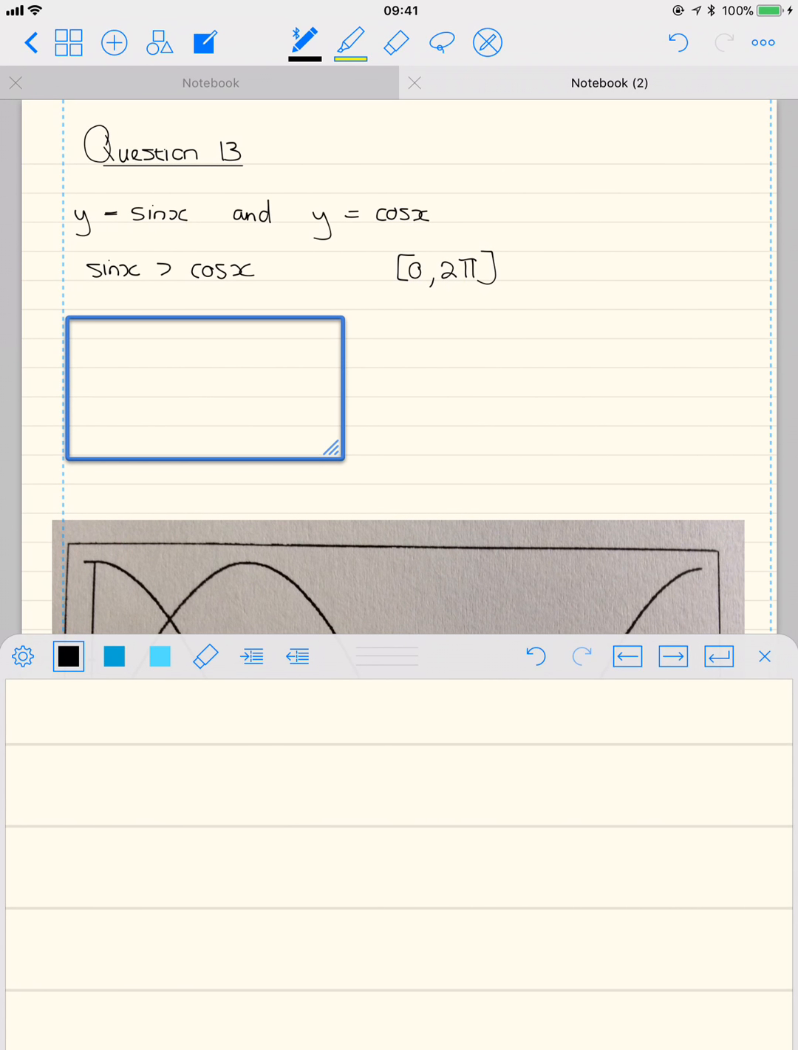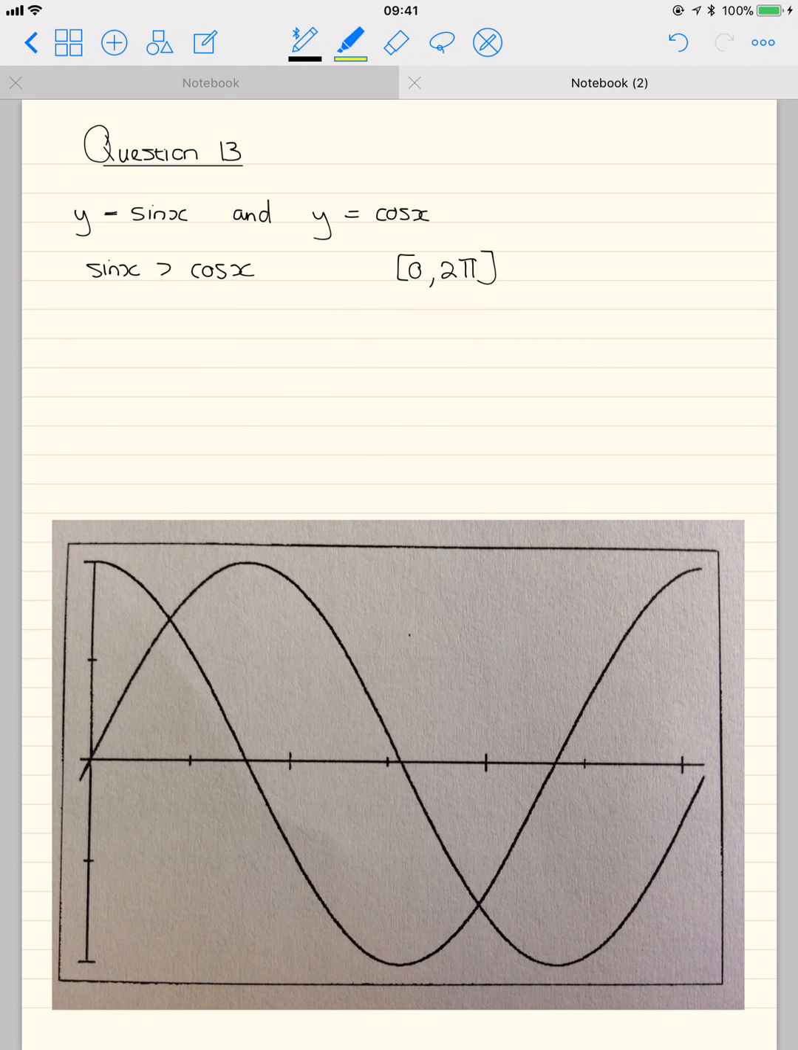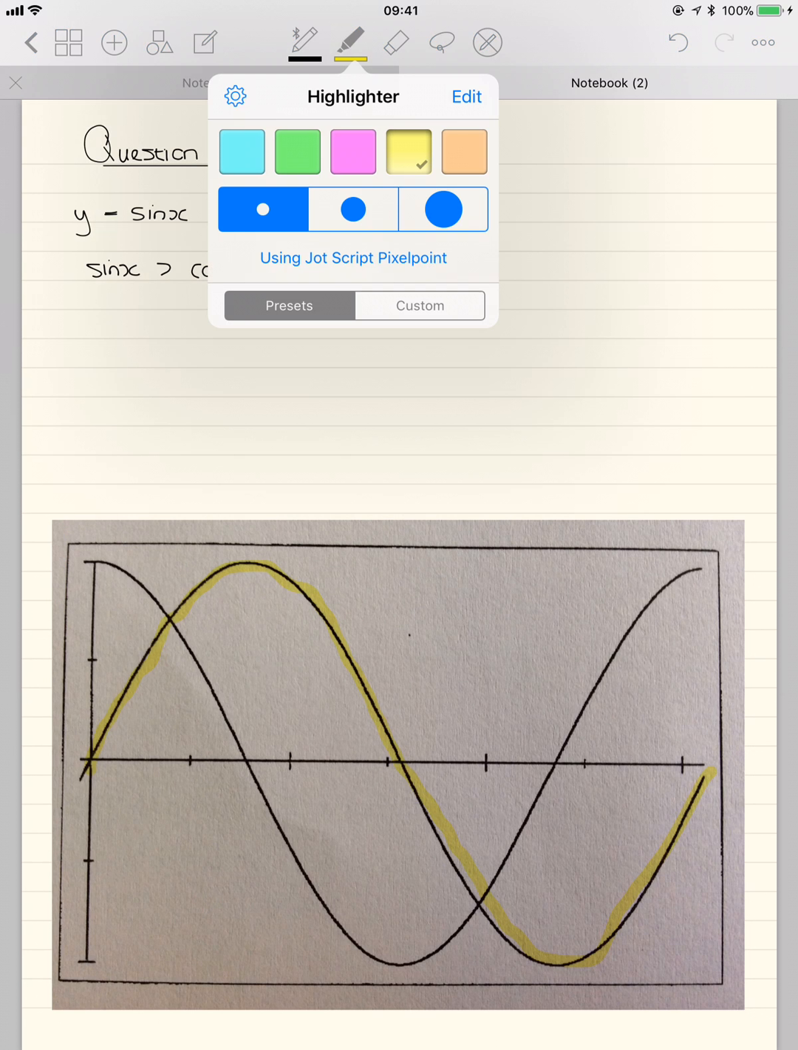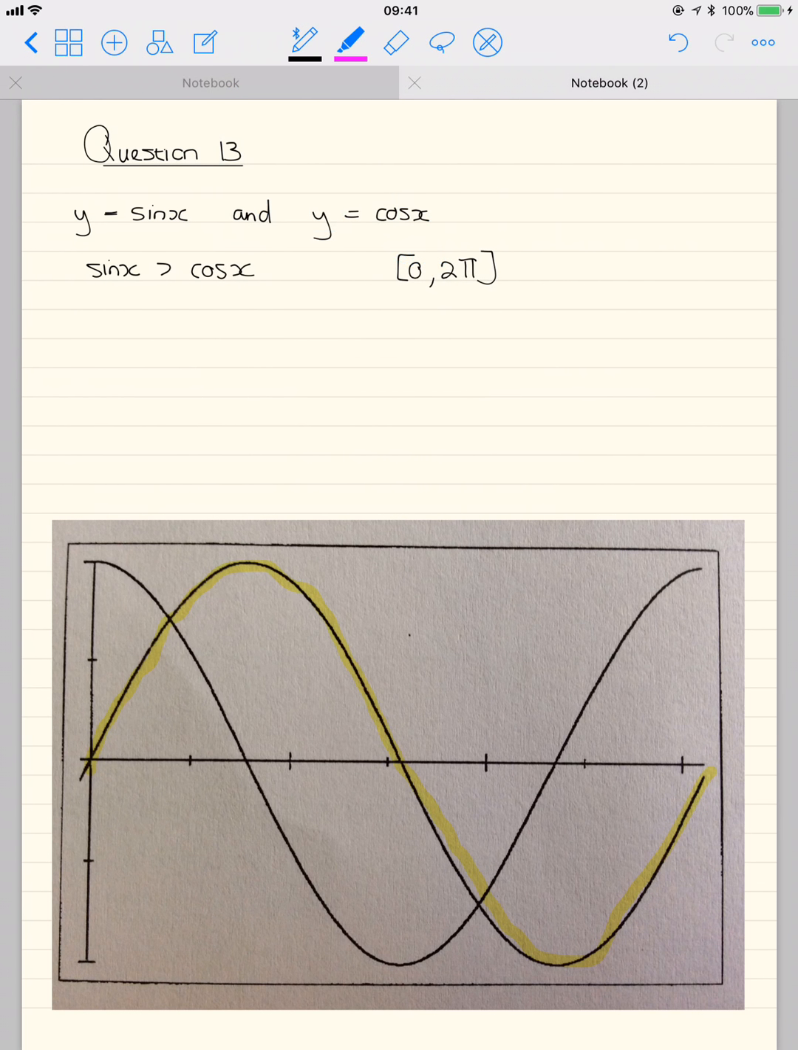For question 13, we have the sine x and the cos x graphs, and they want to know where is sine x greater than cos x. Okay, so I'm going to highlight sine x, which is this one. The other one is cos x. So where is sine x greater than cos x? It's over here.